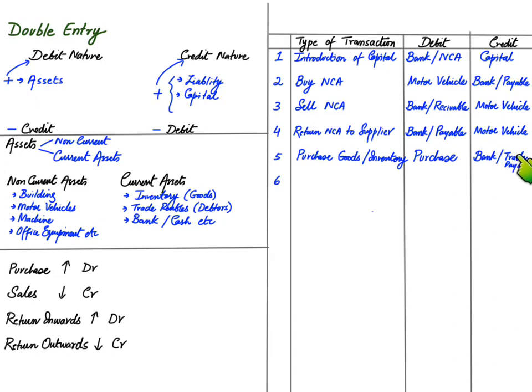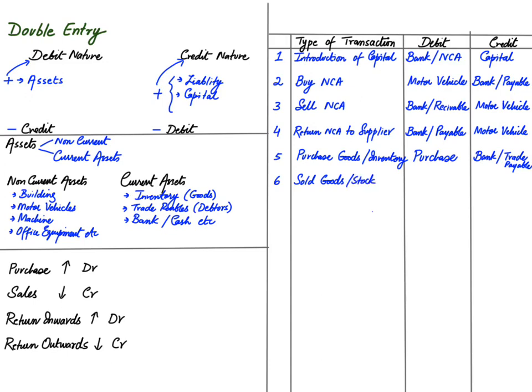Now, if we exactly know the name of the business that we have bought goods from, maybe XYZ company, we'll be crediting XYZ company. And if we do not know the name of the business, then we'll be writing a trade payable. Let's move forward.